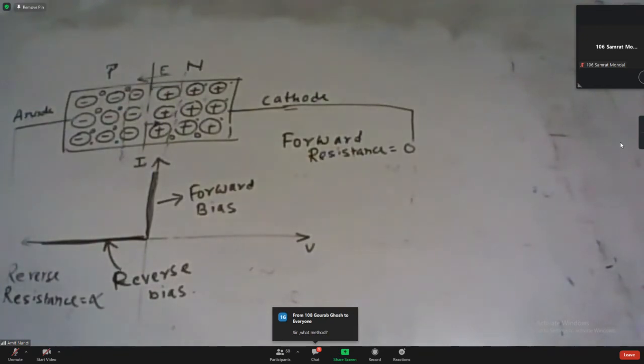What method means? Roll number 108. Roll number 108. What method? Ask a particular question. What method means?